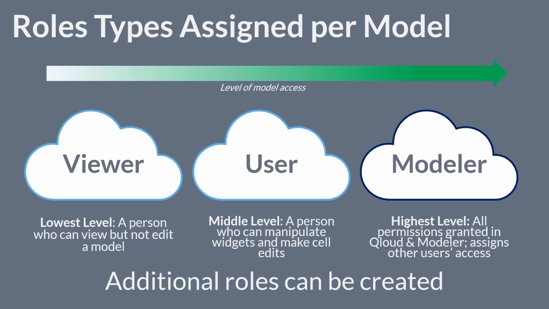Role types are assigned based on the model, and as we just saw, there are 3 default types to choose from: Viewer, User, and Modeler. At the viewer level, a person can view but not edit a model. The next step up is User. The user level can manipulate widgets like sliders and make cell edits in Qloud. The highest level is Modeler. Just like the user role, a modeler can manipulate widgets and make cell edits. The most noticeable differences between a user and a modeler role will show up if someone is granted checkout permissions. The user role will have less access than a modeler. You can read more about this topic in our online help.